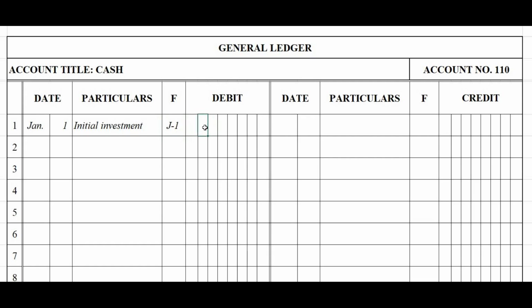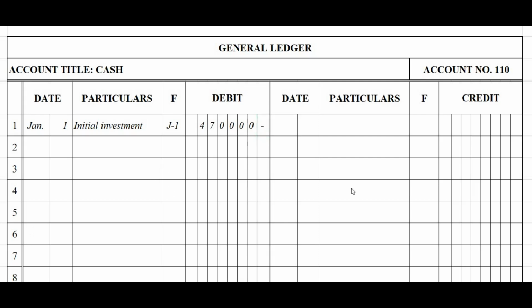Okay. So the amount is 470,000. So you just write it na here in the debit side. So still, that's for the centavos. So wala naman tayong centavo. Okay? So that's for the first account in your general journal.